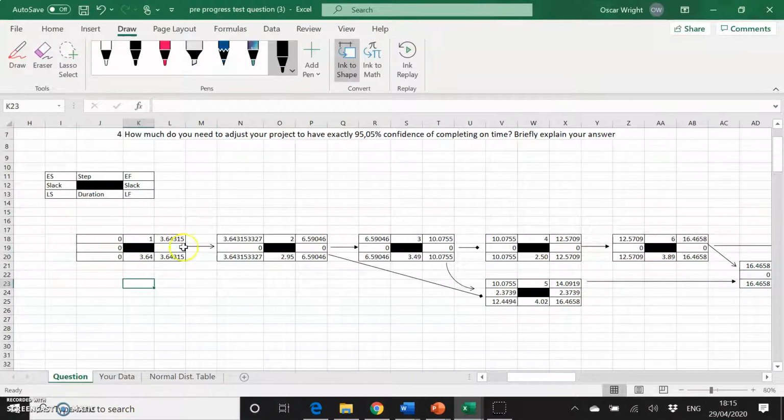Which makes sense, as there's no slack time for step 1, so the late start must equal the early start as well. And you can also see here that there's definitely no slack, because if you take 3.64315 and 3.64315, it's the same time for both the early finish and the late finish.